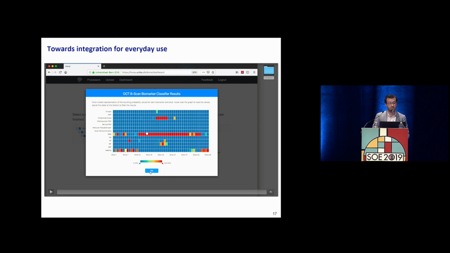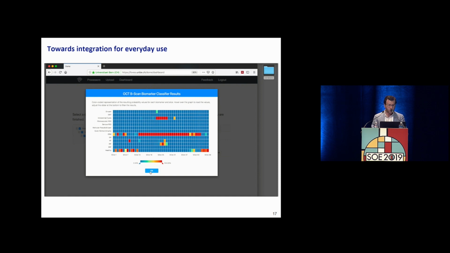ERM in this case is very heavily present throughout the central part of the volume. You have some healthy on the upper and lower parts of the volume, which makes sense. But what we also see is some intraretinal cysts, and some intraretinal fluid that has pretty much been found in the central part of this OCT.